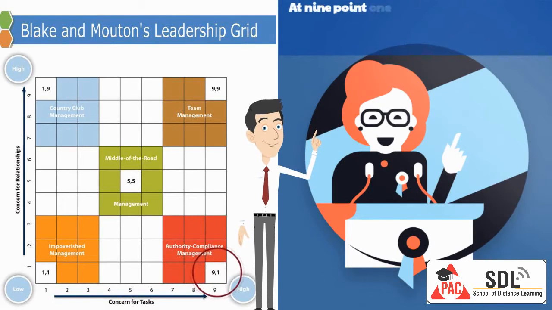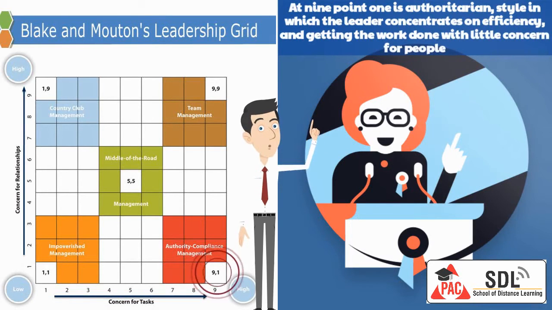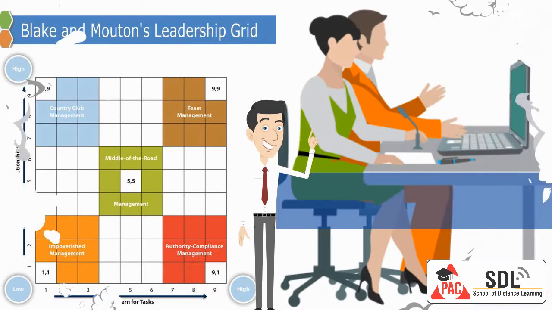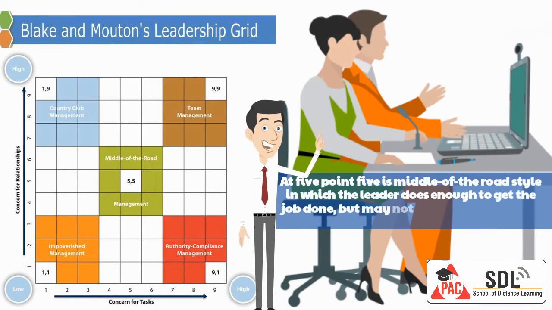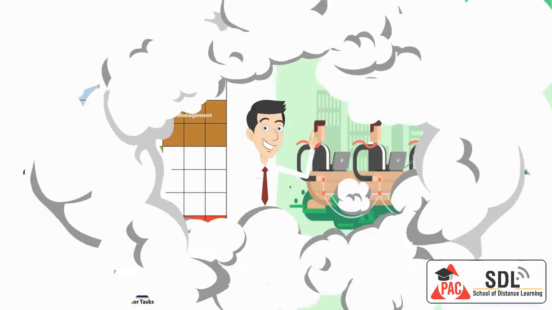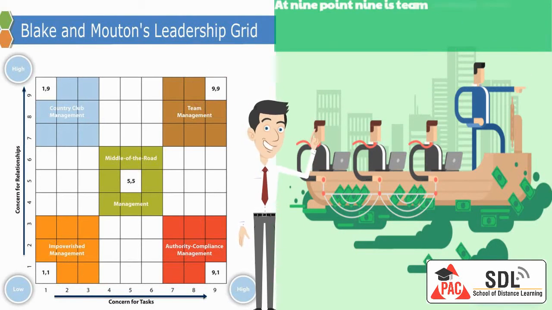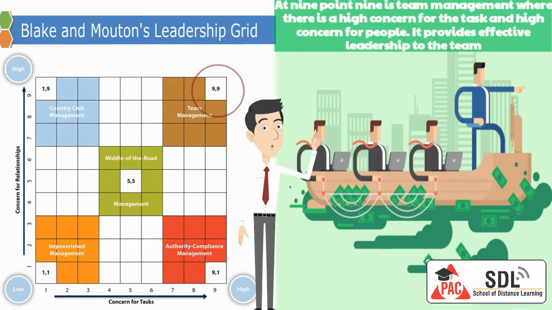At 9.1 is authoritarian style, in which the leader concentrates on efficiency and getting the work done with little concern for people. At 5.5 is middle-of-the-road style, in which the leader does enough to get the job done, but may not be pushing to extend the boundaries of what is possible. At 9.9 is team management, where there is a high concern for the task and high concern for people. It provides effective leadership to the team.